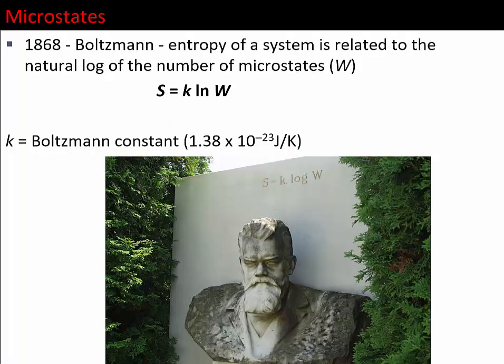Right. So in 1868, Ludwig Boltzmann said that the entropy of a system is related to the natural log of the number of microstates W. So he said S, that's our symbol for entropy, is k times the natural log of W, the number of microstates, where k is the Boltzmann constant. That's a really powerful description of what entropy is. It's really the number of microstates in some natural log fashion, and then some unit here that's going to convert it into joules at a given temperature.